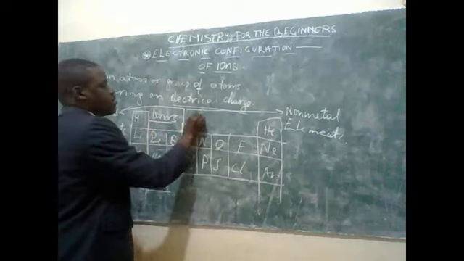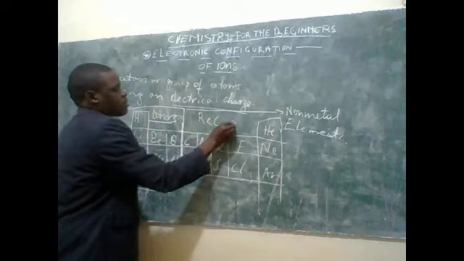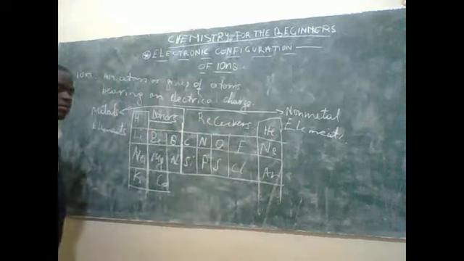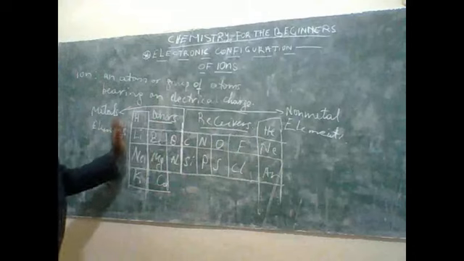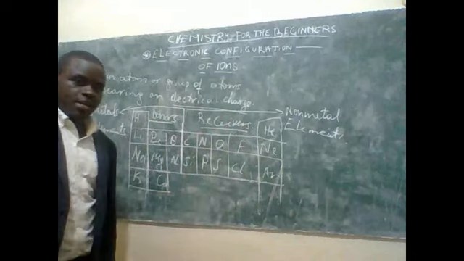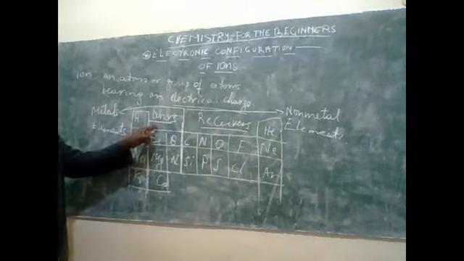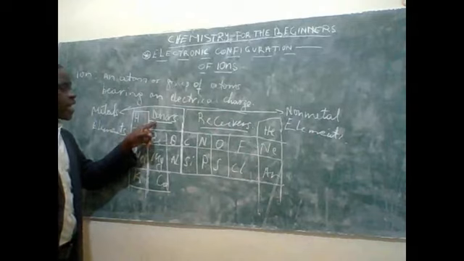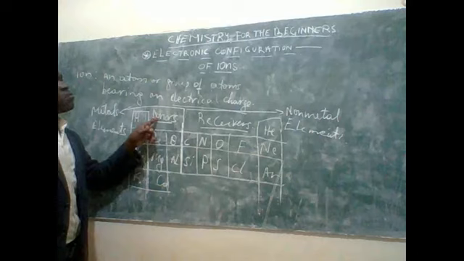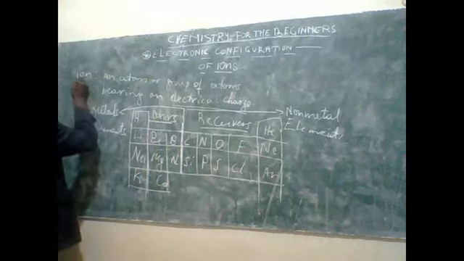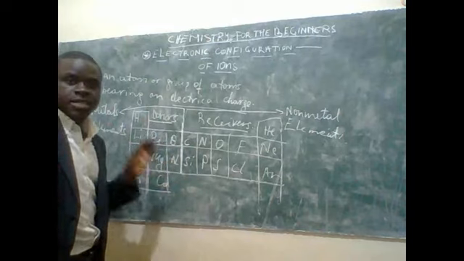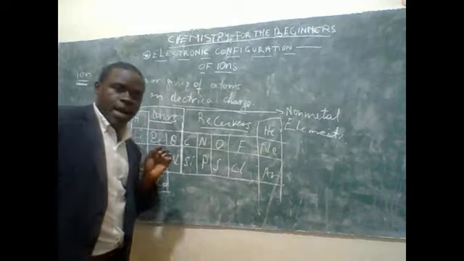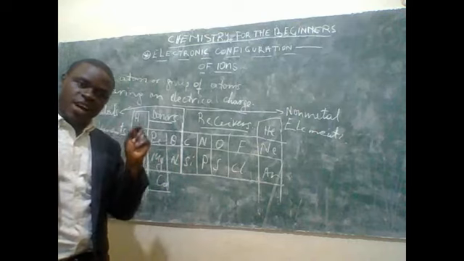And this one, we call them receivers. So the donors and the receivers: donors, they are metals. Receivers, they are non-metals. The donors are the ones which are positively charged in terms of ions. The ions of metals, they are positively charged always.